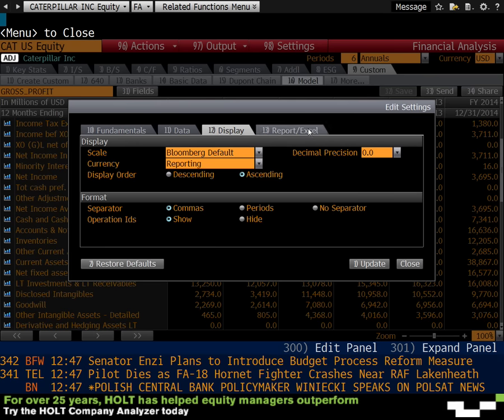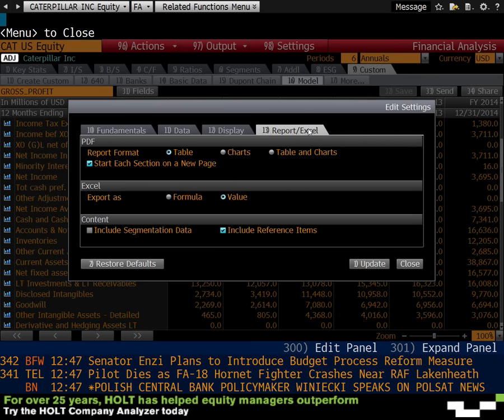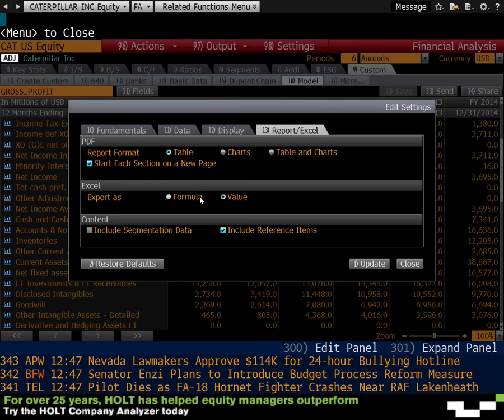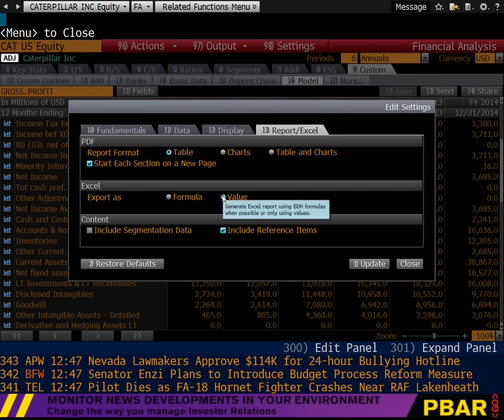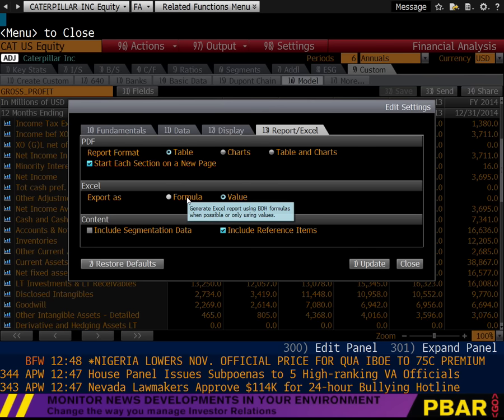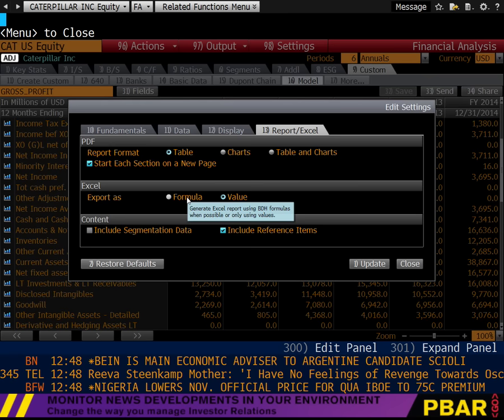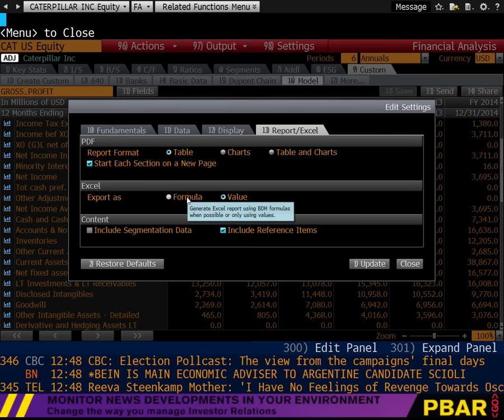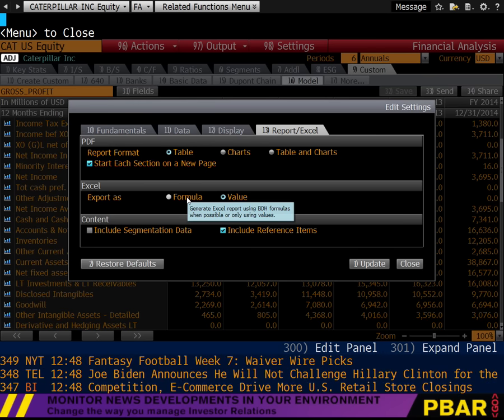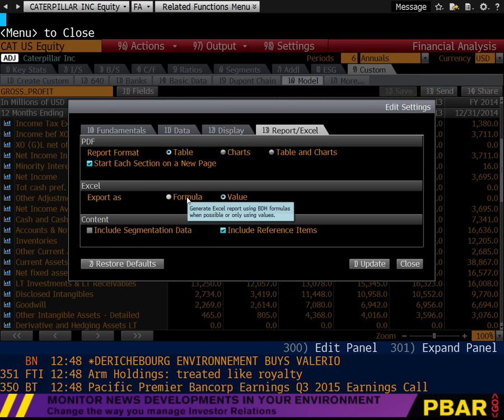And then finally, on the report Excel setting, make sure it says export as value, not formula. If you export it as a formula, there's an advantage in that Bloomberg will stick those fields into your Excel file as formulas, as database lookups. So every time you open Excel, it will auto-update the template. It's nice because you can just change the company name, and it'll open up Excel and refresh. That's what all the custom templates in Bloomberg are for.